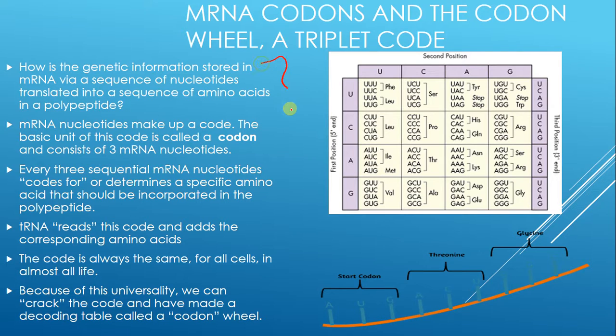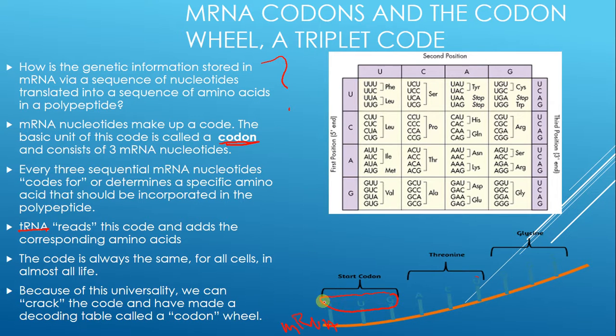So the main question is, how is genetic information stored in mRNA just by having a sequence of different nucleotides? And how is that sequence actually differentiated into different amino acids? Well, it's these mRNA nucleotides that make up a code. The basic unit of this code is called a codon, and consists of 3 mRNA nucleotides. So, for example, on this strand of mRNA, each group of 3 successive mRNA nucleotides is a codon. Alright? And they code for, or tell the ribosome, that a specific amino acid should be incorporated in the polypeptide. Right? And that's our tRNA molecule that reads this code and adds the correct amino acid that corresponds with this codon to the polypeptide chain.